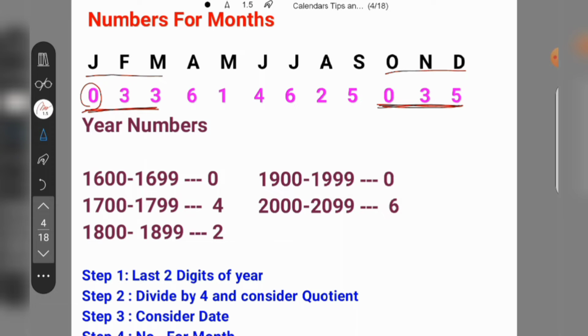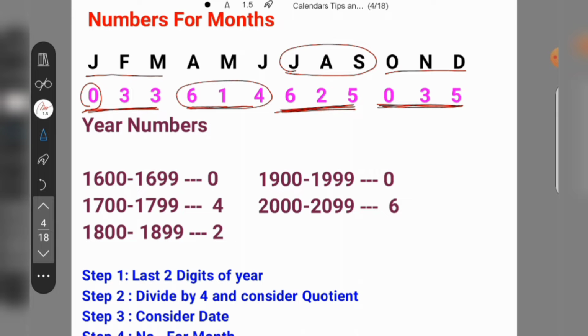Coming to the middle, April, May, June is 614, or you can remember it as 614. Similarly July, August and September is 625, like 25 squared. This is how I remember these numbers instead of by-hearting. So the starting and ending are 033 and 035, and in the middle part, the first one is 614 and the next one is 625.